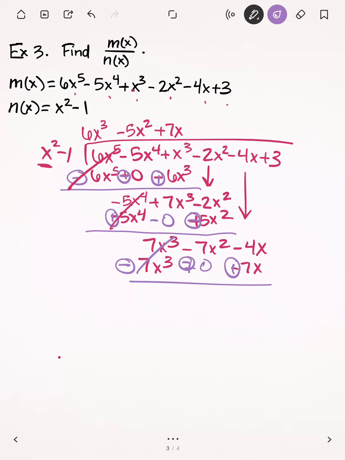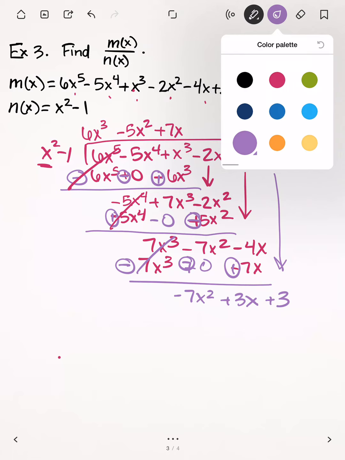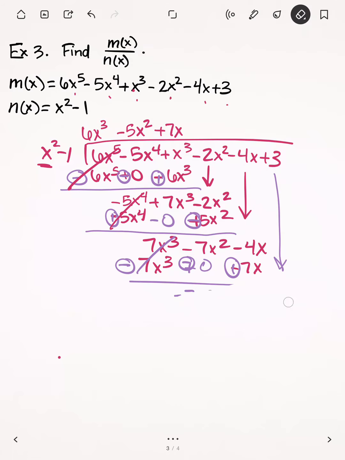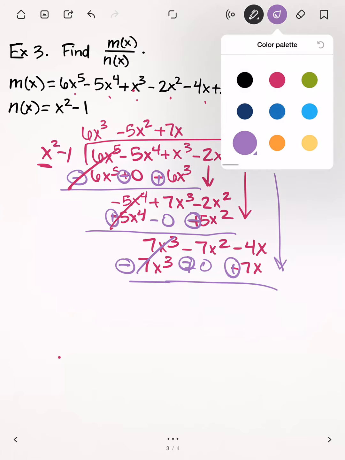So those cancel out. I get a negative 7x squared. Negative 4x plus 7x is a positive 3x. I bring down my last term, which is positive 3. Oh, I'm messing up, and I didn't change my color, so let me fix that so I can keep it consistent. Sorry about that. So fix that line. Here we go.